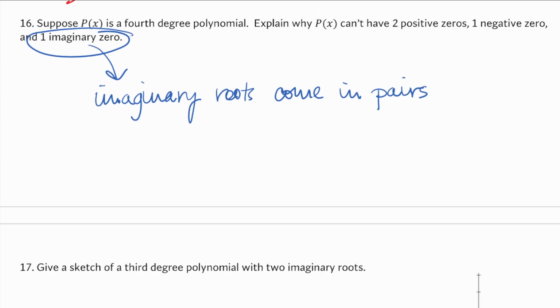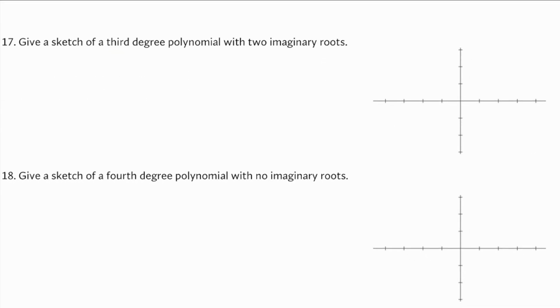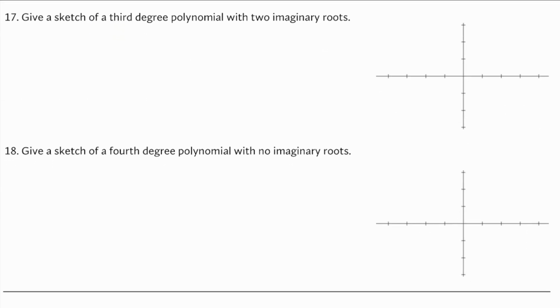As in, there's only ever 2 or 4 or 6 or 8 of them. There's never 1 or 3. Can't have that. Okay, let's give a sketch of a 3rd degree polynomial with 2 imaginary roots. We've done this quite a few times, but something like that would work. Yeah, I'd say that'll work for me.